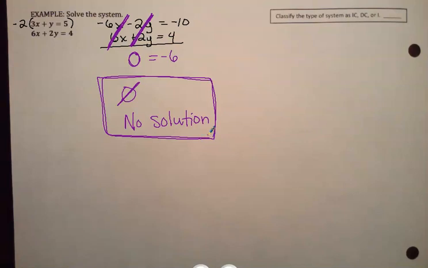So what type of system would this be if we have no solution? Do you remember? Okay, good. It is inconsistent. I dropped my marker, but I caught it. This is an inconsistent system. No solution is inconsistent.